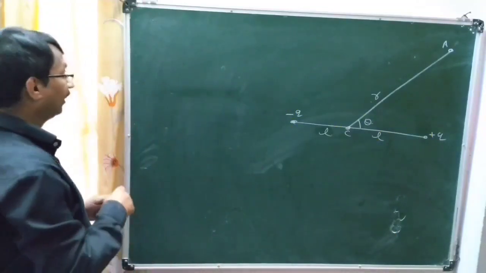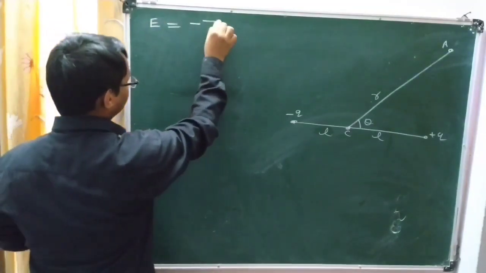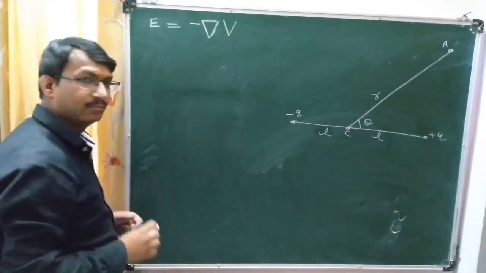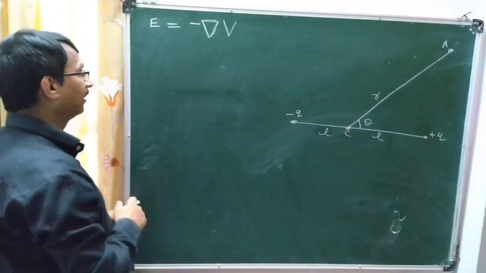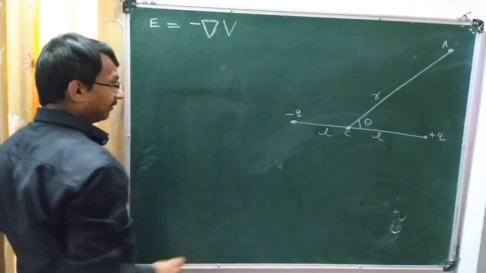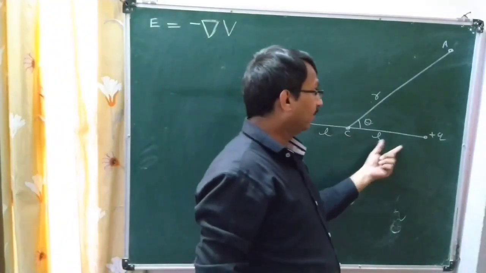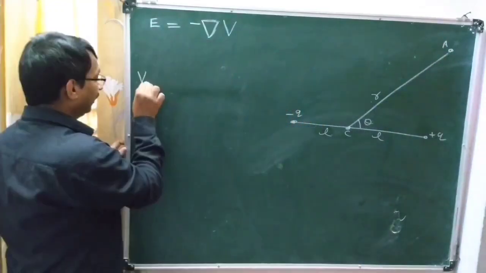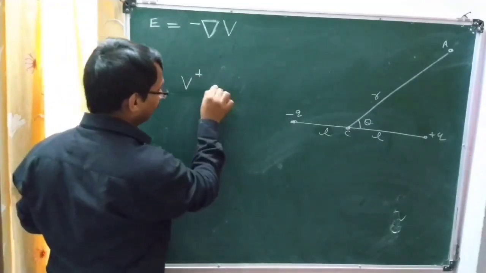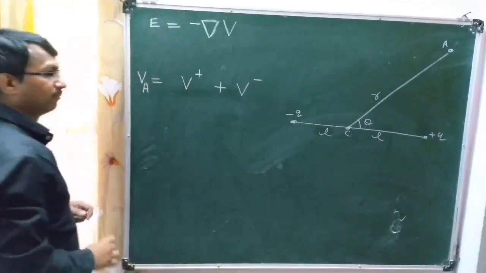As we know, electric field intensity E can be defined as E is equal to minus gradient of electric potential V. Gradient means simple differentiation for class 12th only. So electric field can be written as E is equal to minus grad V. So we first want to find the electric potential due to this electric dipole at our observation point A. So the electric potential at point A is the electric potential due to the positive charge plus Q plus the electric potential due to the negative charge minus Q.